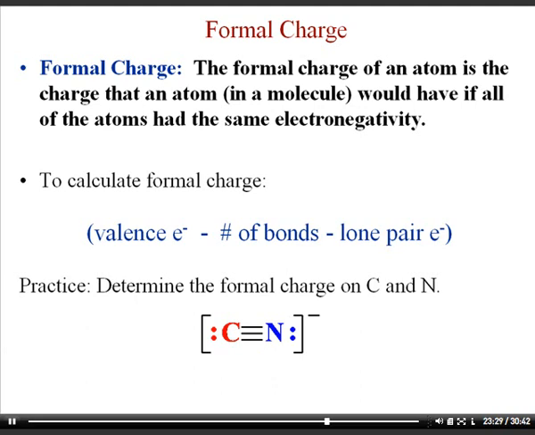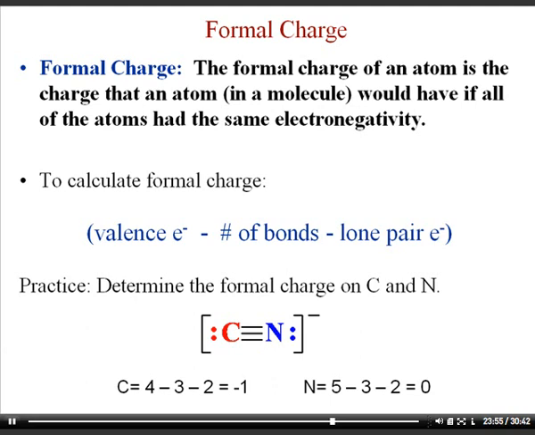And what we can do is think to ourselves, okay, carbon has 2 electrons that are lone pairs on the far left side, and then if you evenly split that triple bond, it's going to have 3 more electrons on it. So you basically are going to take the valence electrons, which are 4, minus the 5 electrons that we've evenly distributed on the carbon. So you have 4 minus 5, and you get a formal charge of -1.